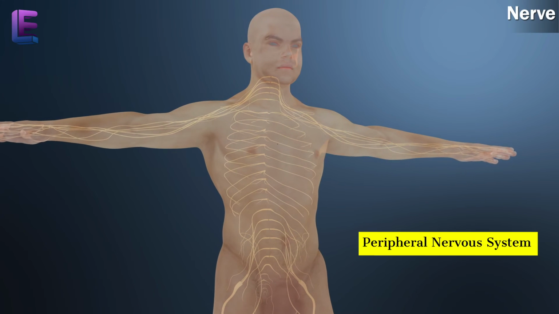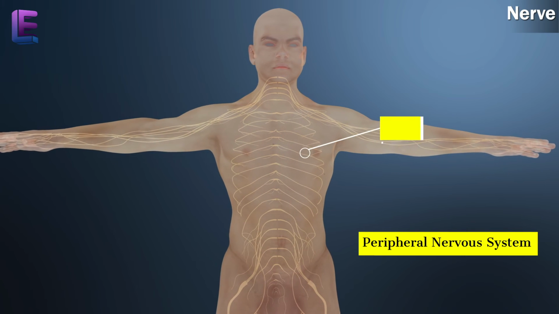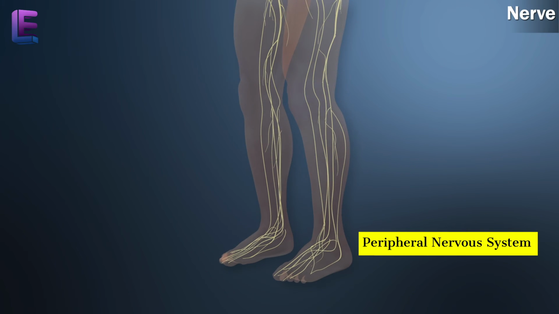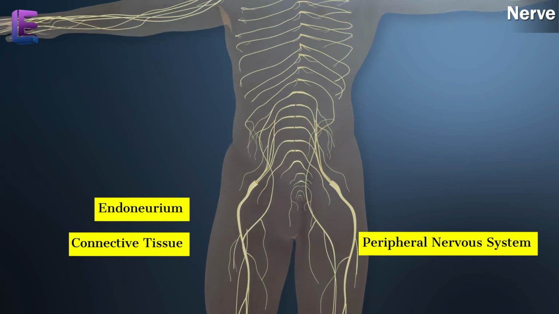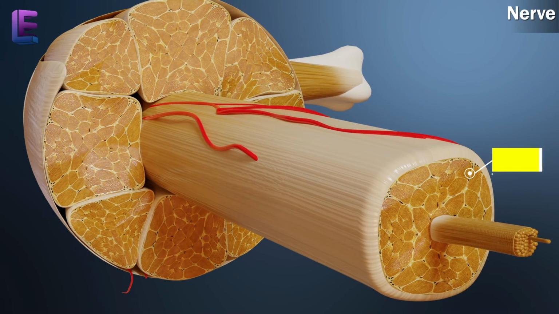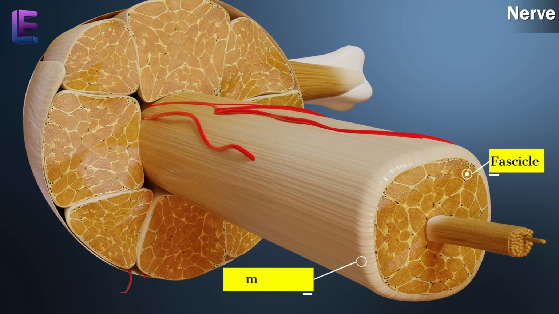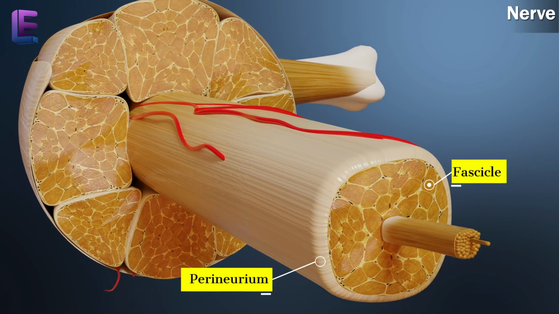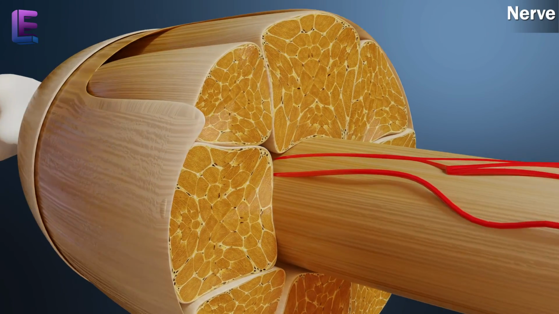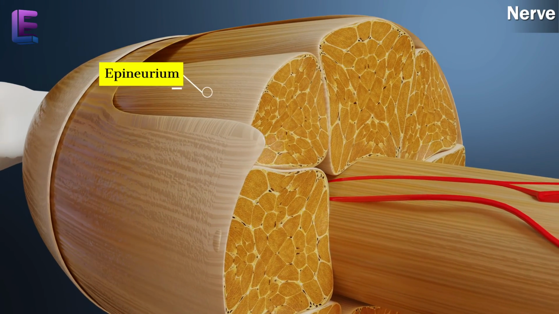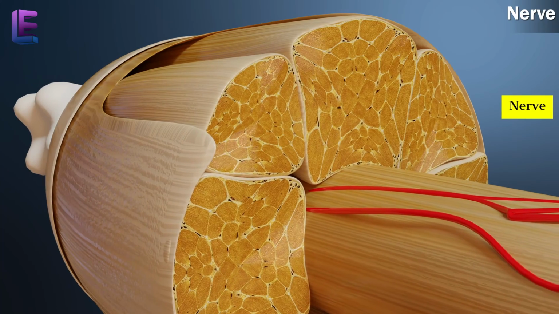Nerve. The axons in the PNS form nerves. Every nerve is covered by a thin layer of connective tissue known as endoneurium. A collection of axons is called fascicle. It is covered by perineurium. All the fascicles in the nerve form a bundle and are covered by the connective tissue covering called epineurium. This forms a nerve.